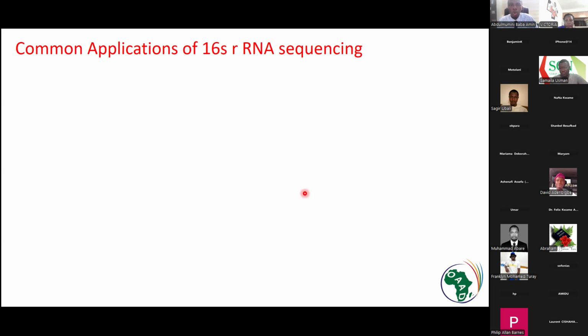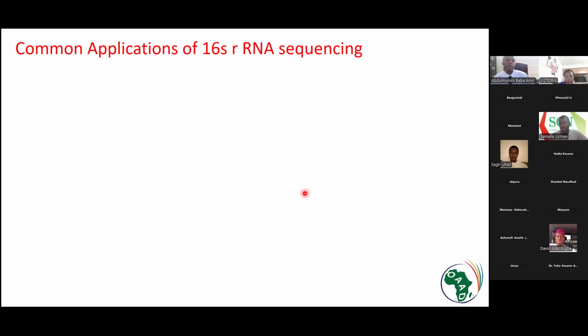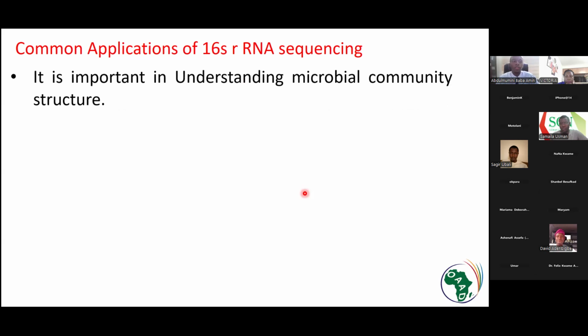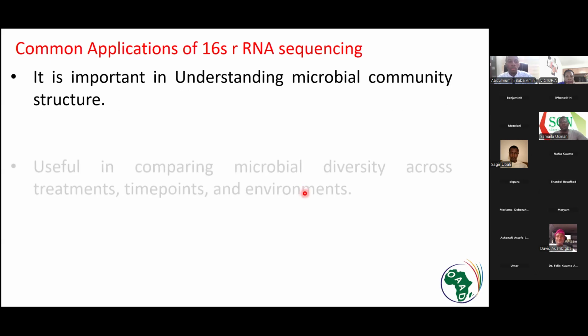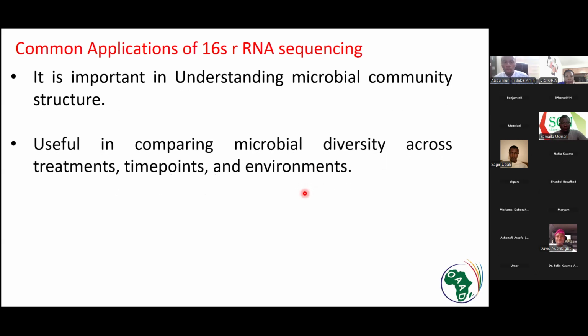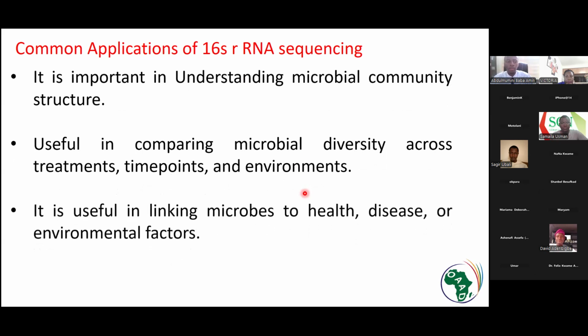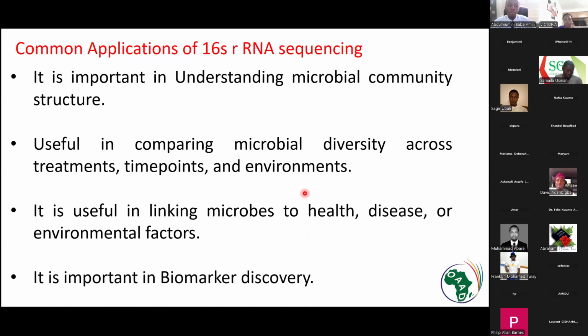So, common applications of 16S RNA sequencing. 16S RNA sequencing is important in understanding microbial community structure. It is useful in comparing microbial diversity across treatments, time points, and environments. It is useful in linking microbes to health or diseases or environmental factors. It is also important in biomarker discovery.